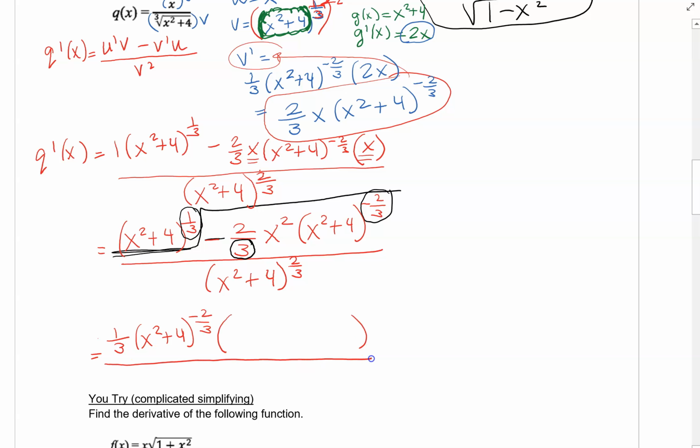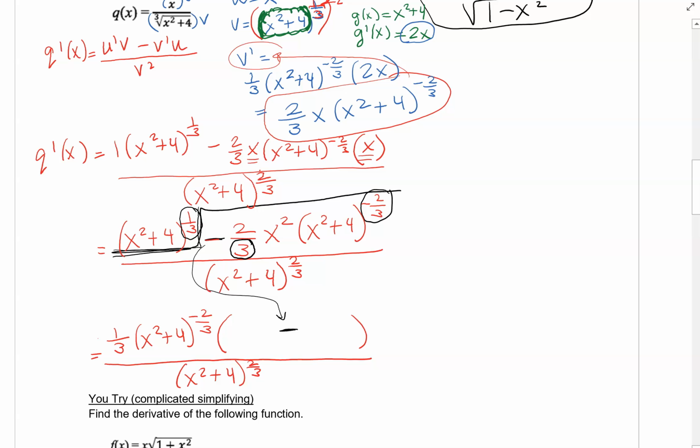And the denominator I'm just leaving alone for right now. And so what I have to figure out is what is left from this part when I factor that out, and what is left from this part when I factor that out. And there will be a subtraction sign between them because that's what's separating one part from the other.